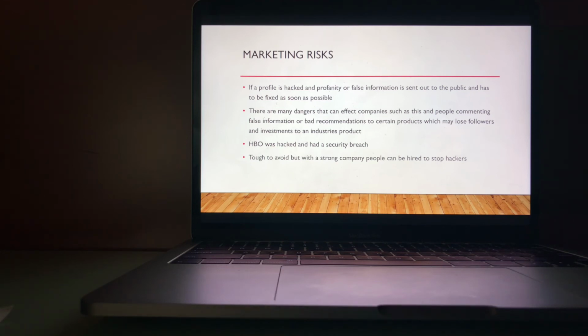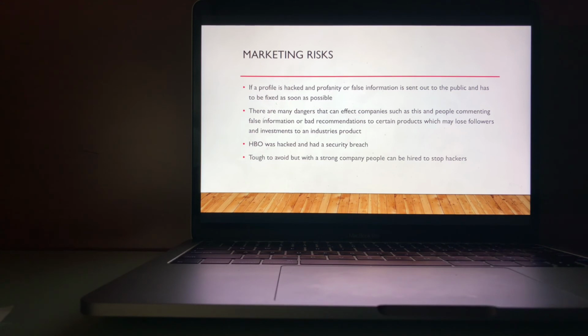Some of the other risks could be if a profile is hacked and profanity or false information is sent out to the public, it has to be fixed as soon as possible. There's been a good amount of issues with this on Twitter. Universities getting hacked, with stuff like racial issues said from that university profile, and it has to be put down as quickly as possible. There are many dangers that can affect companies such as this, and people commenting false information or bad recommendations about certain products, which may lose followers and investments for an industry's product.